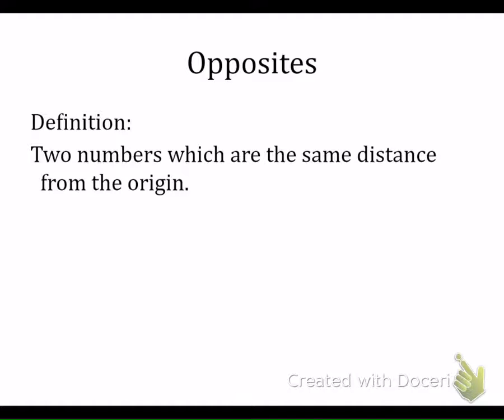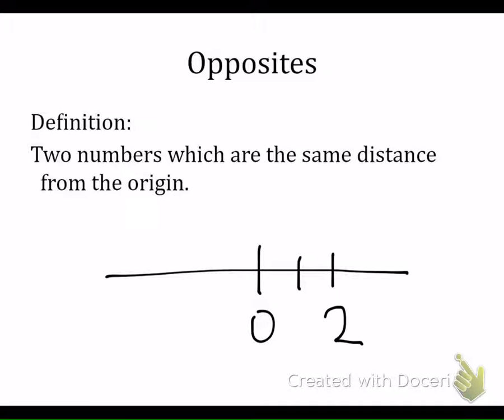First we're going to look at opposites. The definition for opposites is two numbers which are the same distance from the origin. The origin is where we would find 0 on a number line. If I think of a number line, and this is 0, and I'm over here at 2, the opposite would just be 2 units in the other direction. Of course we know that would be -2.